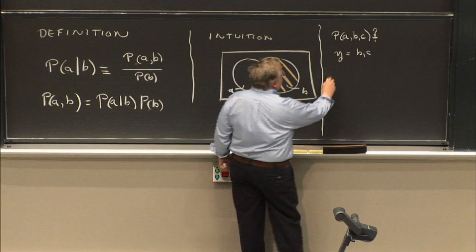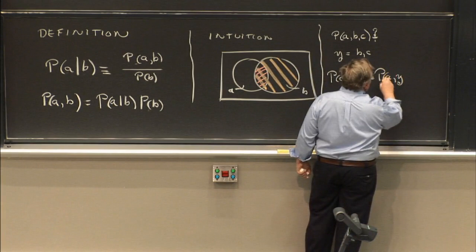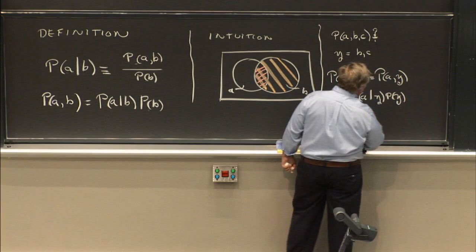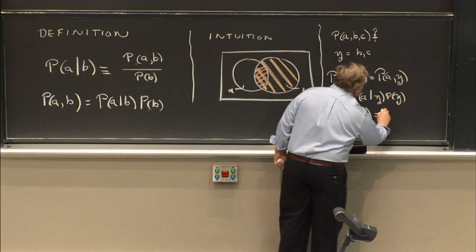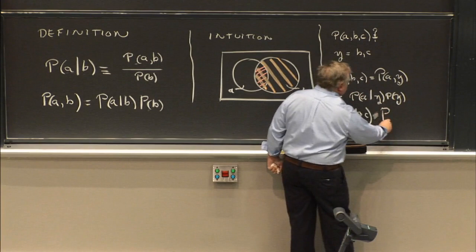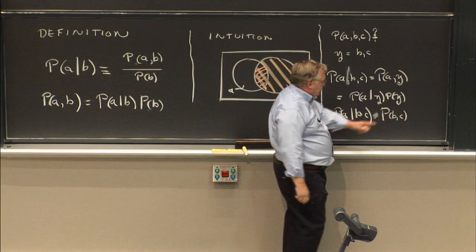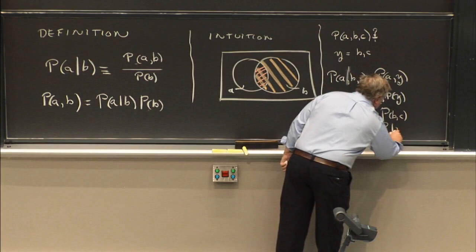Then we can use this formula over here to say that the probability of A, B, and C is equal to the probability of A and Y, which is equal to the probability of A given Y times the probability of Y. And then we can expand that back out, but Y is equal to the probability of B and C, like so. B and C, we can run this idea on that one too, and we can say that this whole works is equal to the probability of A given B and C times the probability of B given C times the probability of C.